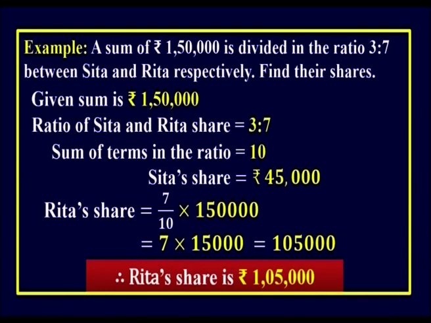So, children, you can do this problem in another way also. After getting Sita's share, just subtract this amount 45,000 from the total amount. Then you get Rita's share. So, you can do it that way also, children. Okay. Now, let us move on to our next problem, children.